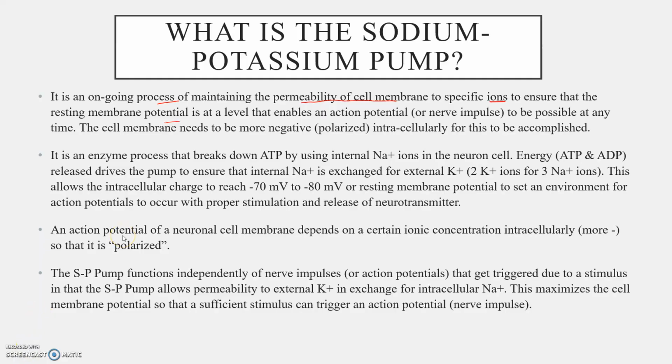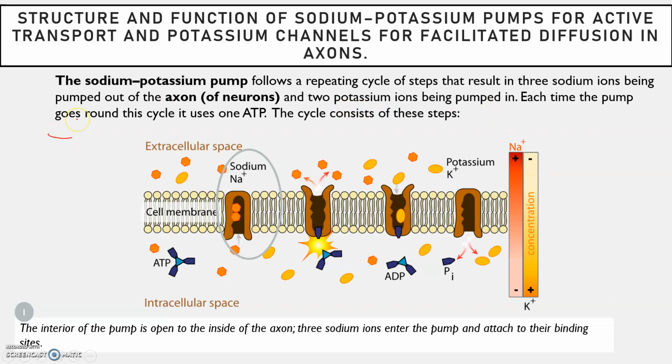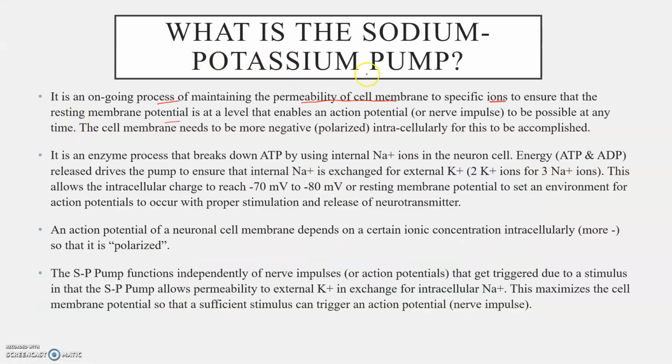What is the sodium-potassium pump? It is an ongoing process of maintaining the permeability of the cell membrane to certain ions so that the resting membrane potential is ensured. This enables an action potential or nerve impulse to be possible at any time. So the cell membrane needs to be more negative, that is polarized, for this to be accomplished.